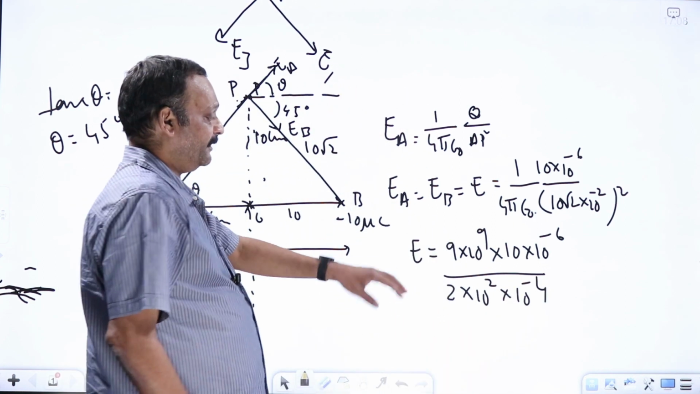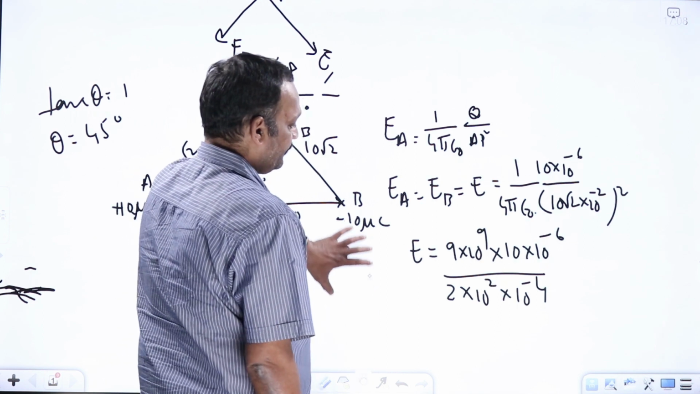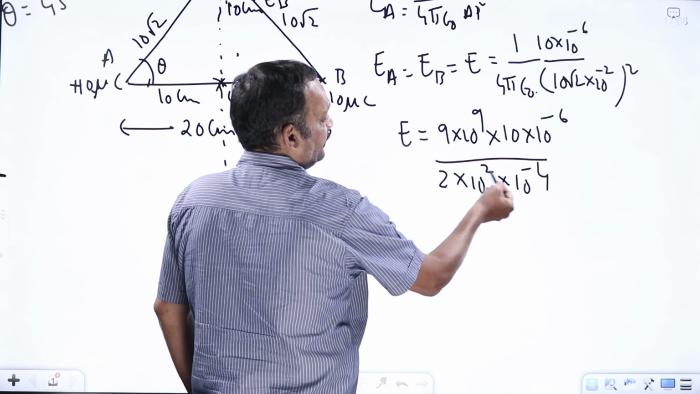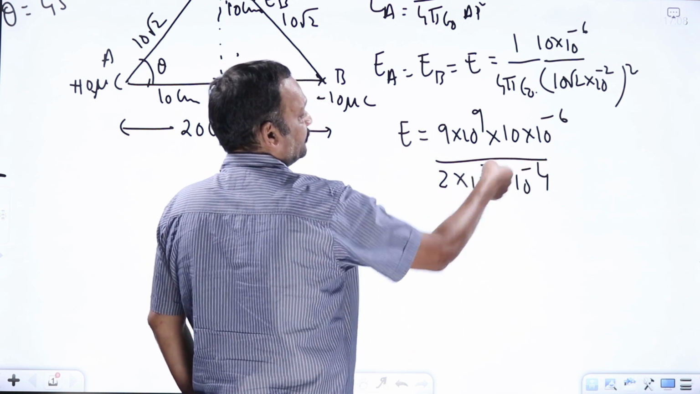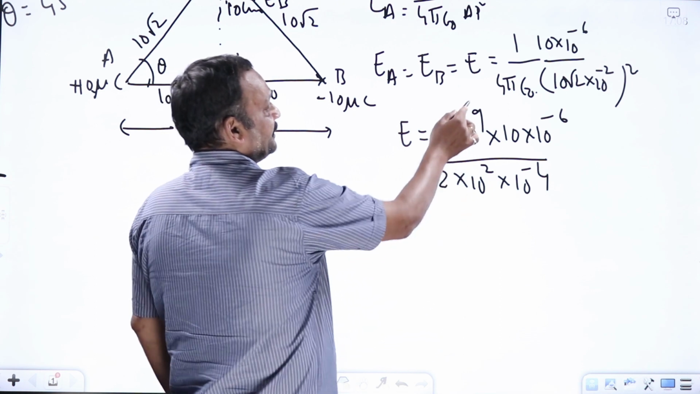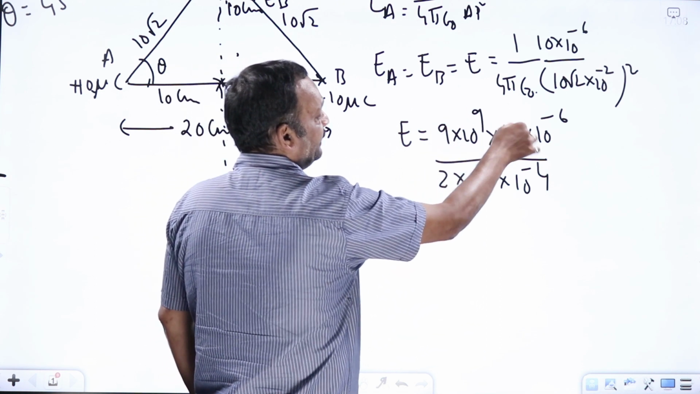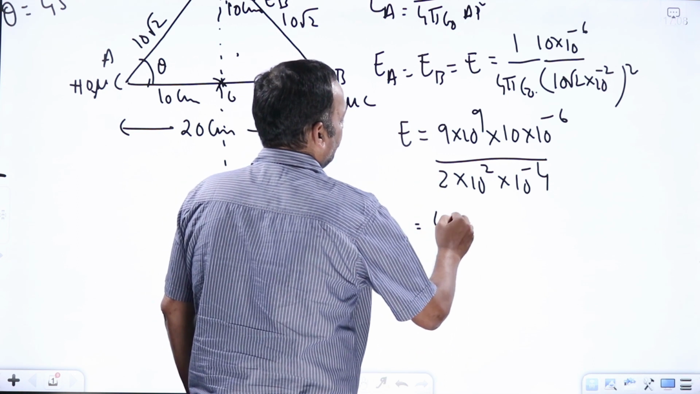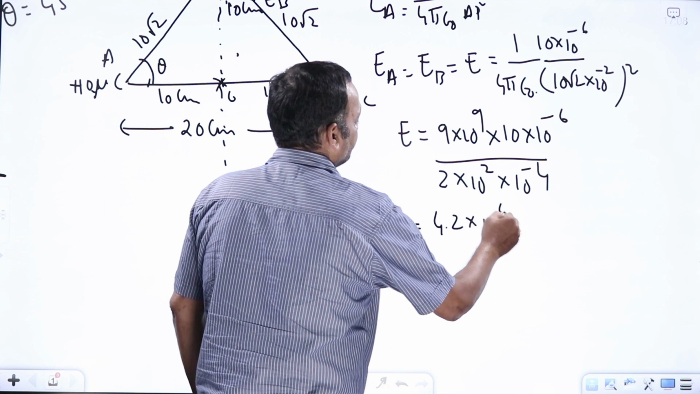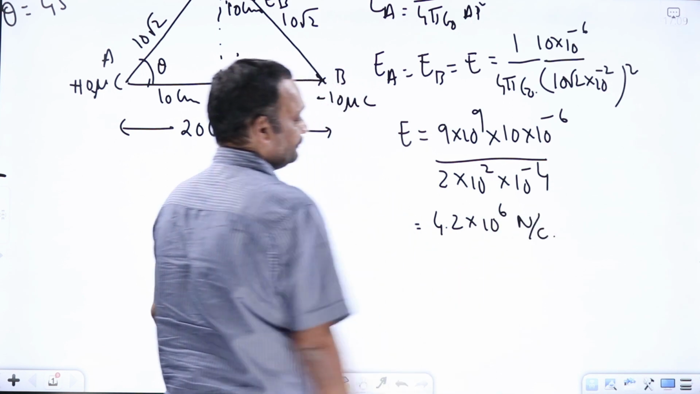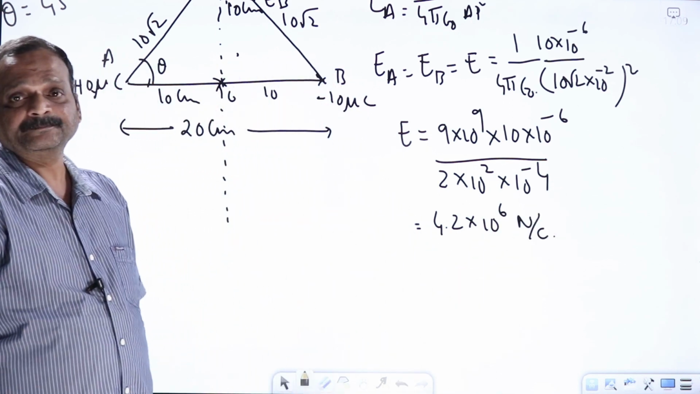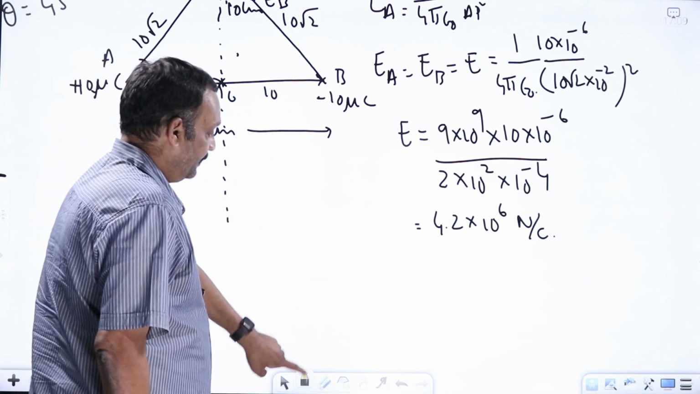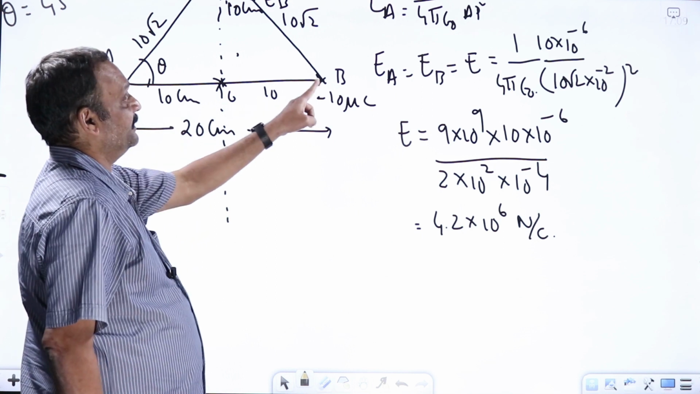If you simplify this, what do we get? 10 to the power minus 2 goes up and becomes plus 2, that is 10 to the power 11. 10 to the power 11 minus 10 to the power 5, that is 10 to the power 6. That is 9 by 2, which means 4.5 into 10 to the power 6 Newton per Coulomb. That is the magnitude of the electric field, and that field is due to plus 10 microcoulombs and minus 10 microcoulombs.